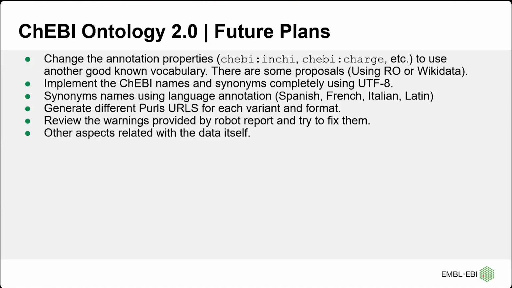Also, use language annotation for some synonyms. This could be done very straightforwardly using ROBOT as well. Also generate different PURLs for each variant and format. Obviously, as I mentioned, review the warnings and also the info errors provided by the ROBOT report and try to fix them. And other aspects related to the data itself.